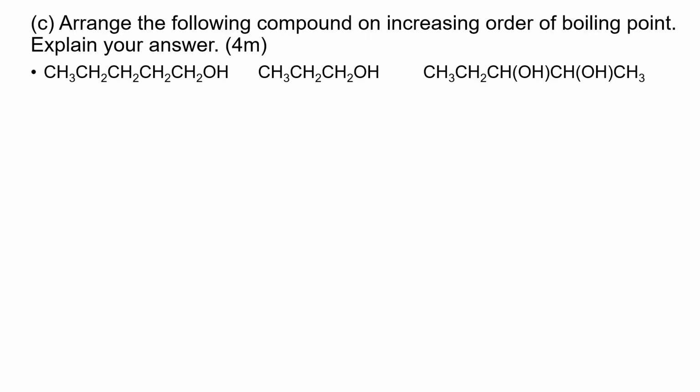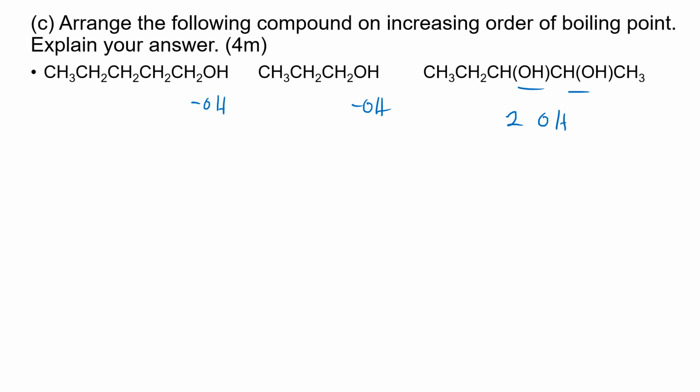Now we discuss question C, which is: arrange the following compounds in increasing order of boiling point. Explain your answer. When you're talking about boiling point, you must talk about the intermolecular force they form. Now we try to differentiate these three structures. This one contains an OH. This other structure contains 2 OH.